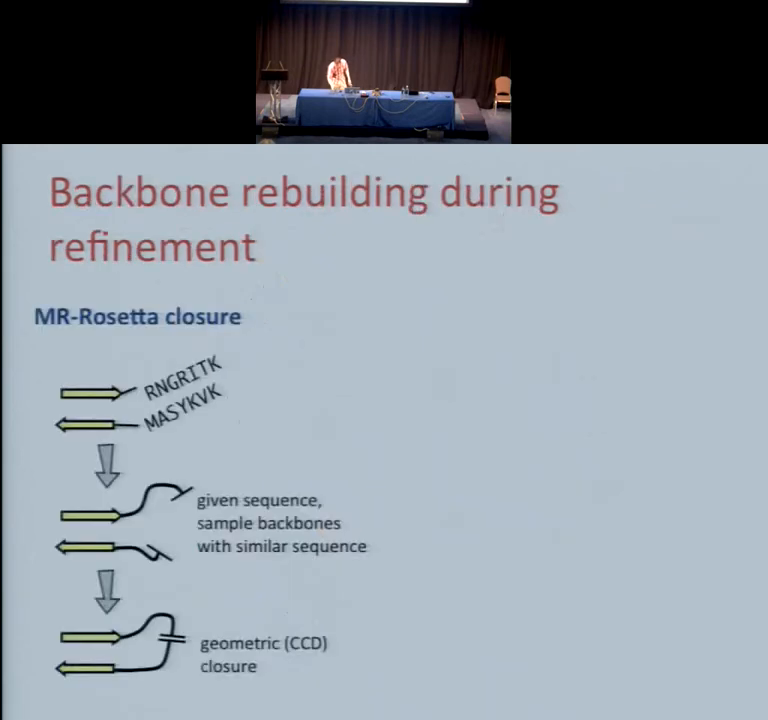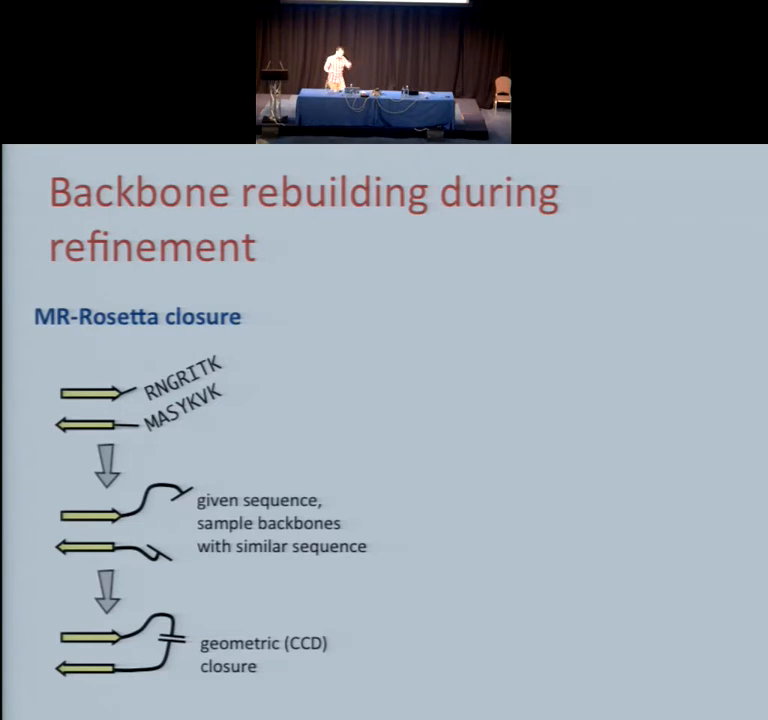Additionally, this required that we develop new ways of modeling, a new way of rebuilding unaligned regions and of closing gaps in the alignment, rather than the fragment insertion and CCD closure that I showed before. Again, I showed this method before. You basically do fragment insertion, CCD closure.